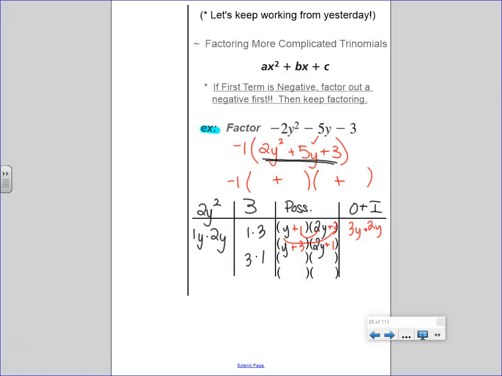Can it be both? Well, let's check it. Josh is asking, can it be both? Let's double check. What would the outer be of the other one? What would the inner be? It's 1y plus 6y, which doesn't make 5y. Oh, no. So fill in my factors for me.